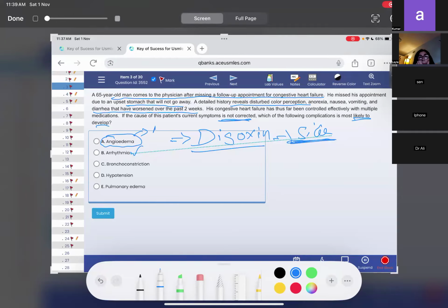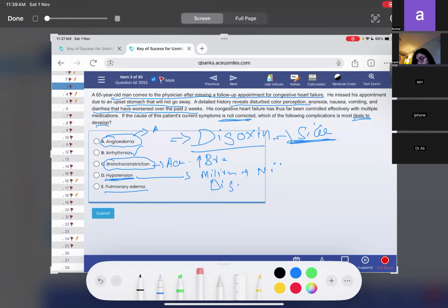All of the other options that are not associated with digoxin, like angioedema, are associated with ACE inhibitors. Bronchoconstriction is also associated with ACE inhibitors because of increased bradykinin level, and hypotension occurs with milrinone combined with nitrates. Pulmonary edema is also not associated with digoxin. Clear, everybody?